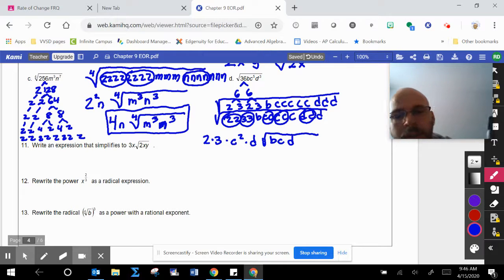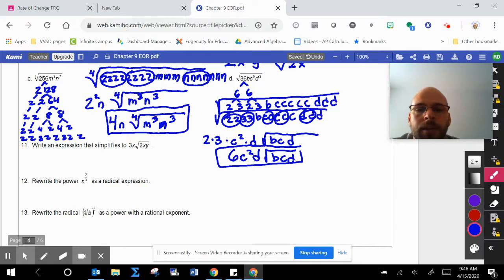So if I put this back together, I would write this answer as 6 C squared D times the square root of B C D. Okay? And that would be my answer. All right, so that is reducing radical expressions.